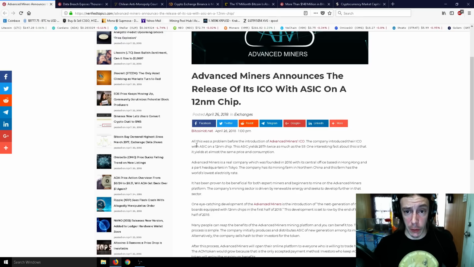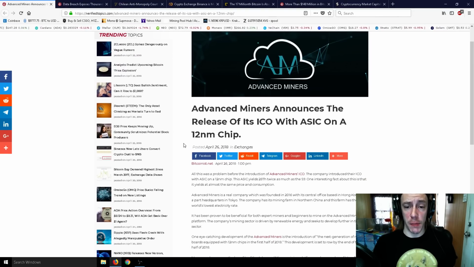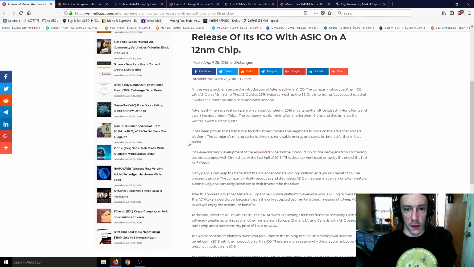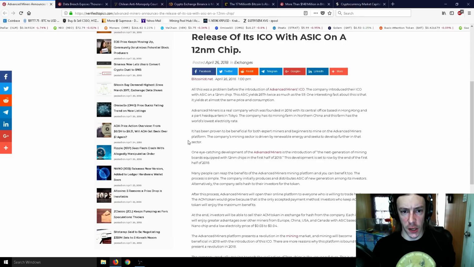Now I want to get into the meat of it. Advanced Miners announced the release of its ICO with ASIC on a 12-nanometer chip. All this was a problem before the introduction of Advanced Miners ICO. The company introduced their ICO with ASIC on a 12-nanometer chip. The ASIC yields 28 terahash, twice as much as the S9. One interesting fact is that it yields at almost the same price and consumption as well. So much, much more powerful than the S9.